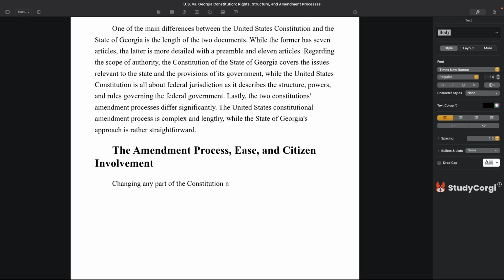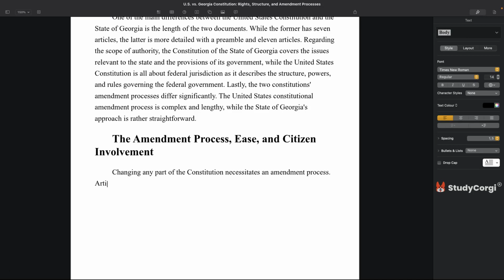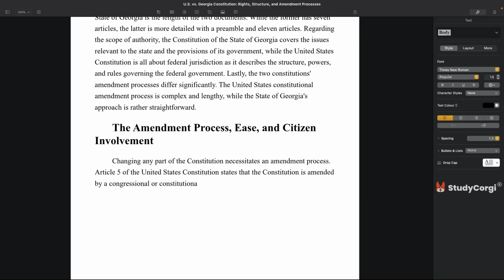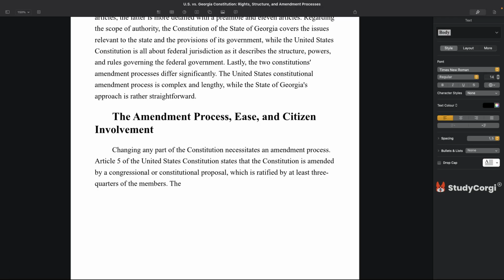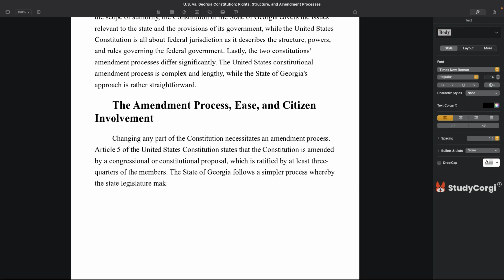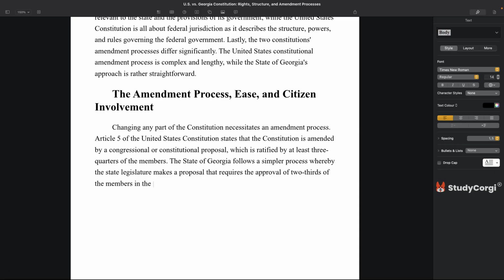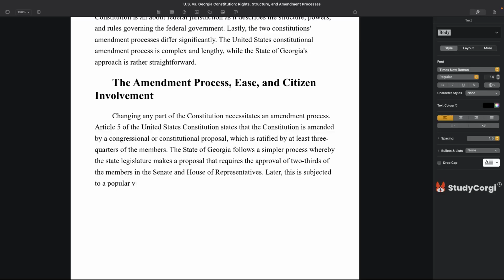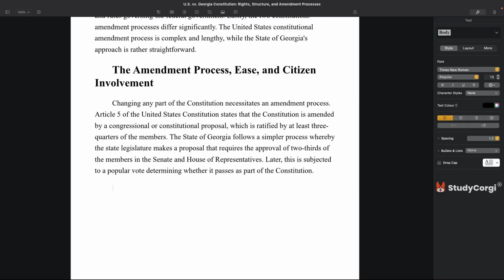Changing any part of the Constitution necessitates an amendment process. Article 5 of the United States Constitution states that the Constitution is amended by a congressional or constitutional proposal, which is ratified by at least 3/4 of the members. The state of Georgia follows a simpler process whereby the state legislature makes a proposal that requires the approval of 2/3 of the members in the Senate and House of Representatives. Later, this is subjected to a popular vote determining whether it passes as part of the Constitution.